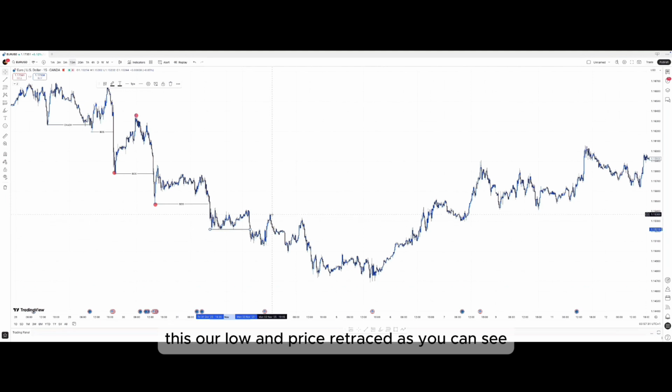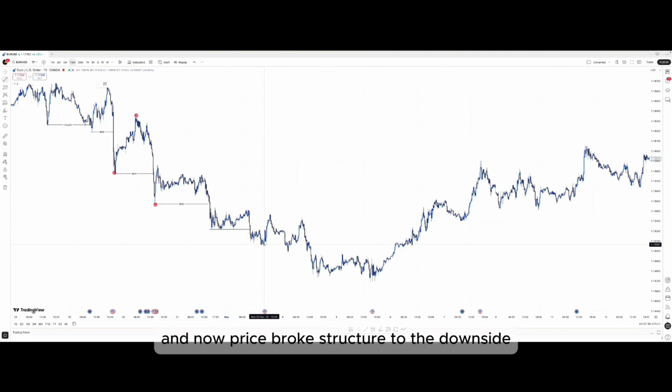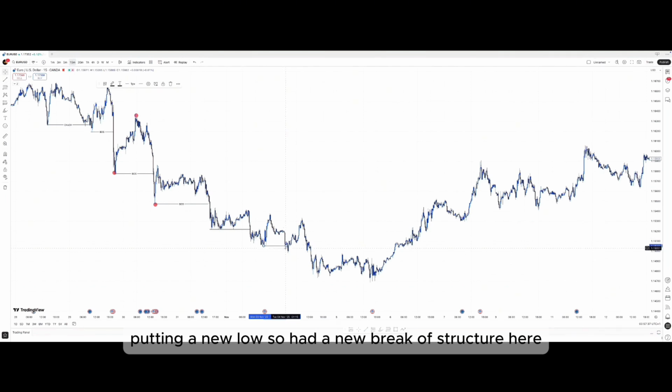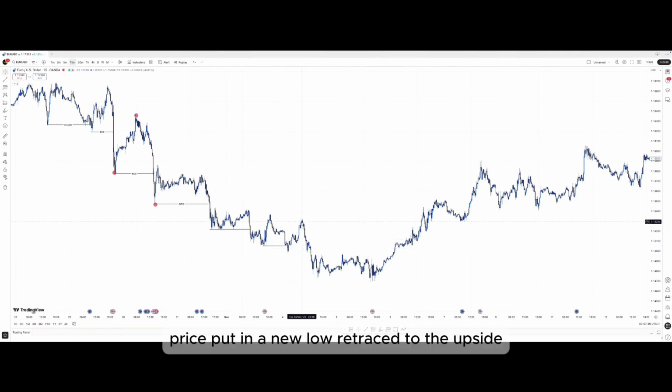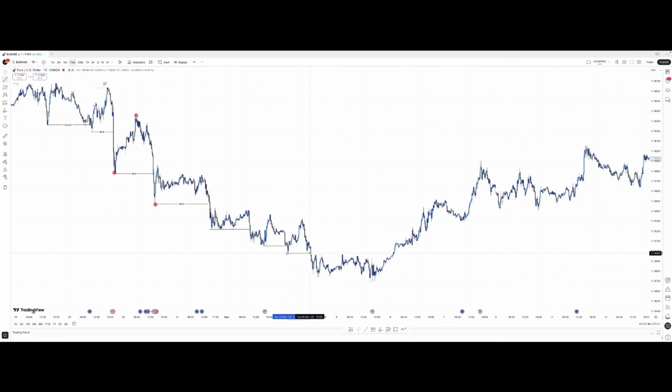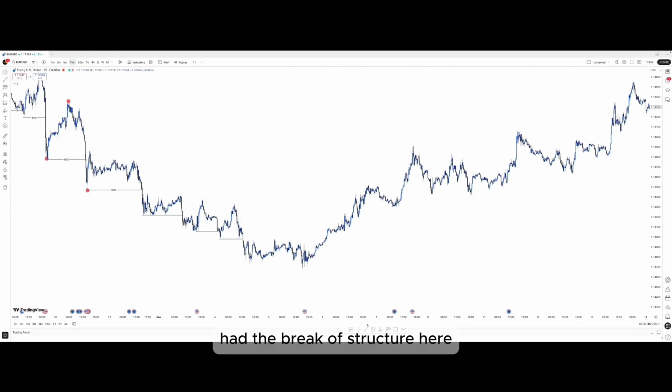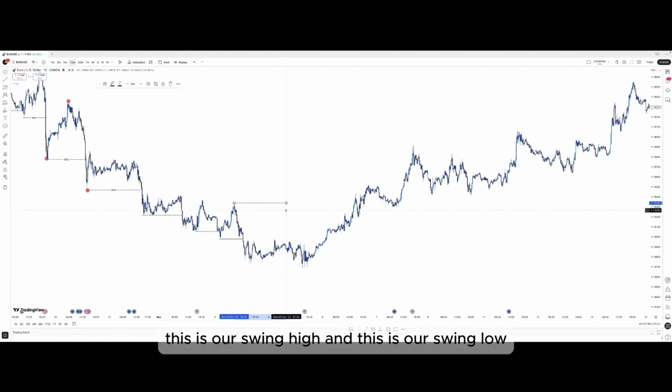Okay, this is our low. The price retraces, so you can see, and now price broke structure to the downside, put in a new low. So had a new break of structure here. Price put in a new low, retraced to the upside, and broke structure to the downside, right? Had the break of structure here, and now so you can see this is our swing high, this is our swing high, and this is our swing low.